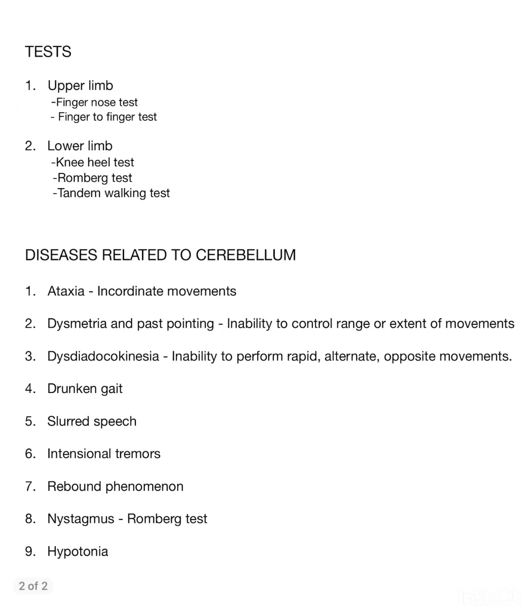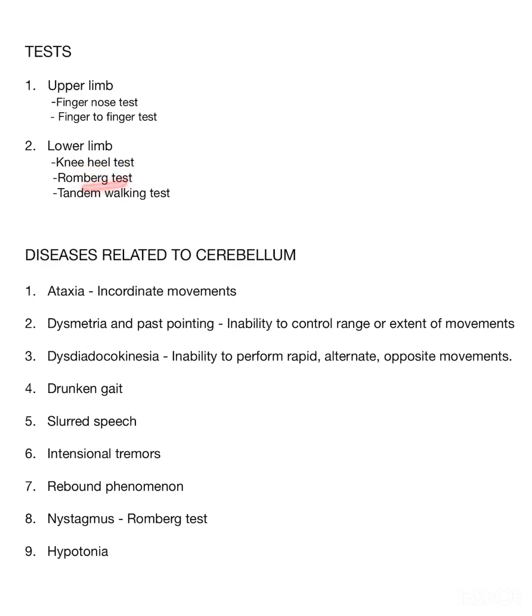Now, coming to the tests which we usually perform to see if there are any abnormalities. Firstly, in the upper limb, we have 2 tests, the finger-nose test and the finger-to-finger test. In the finger-nose test, you touch your nose with your finger. In the finger-to-finger test, you touch 2 fingers of your opposite hand. Now, coming to the lower limb, we have 3 tests here: knee heel test, Romberg test, and tandem walking test. In the knee heel test, take your heel and slide it against your opposite knee.